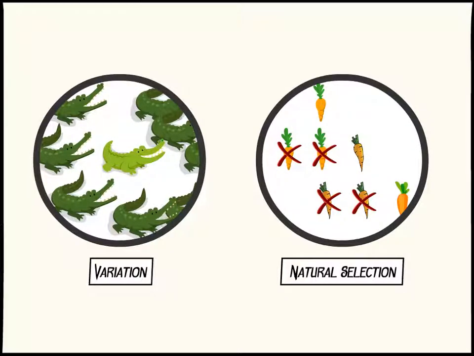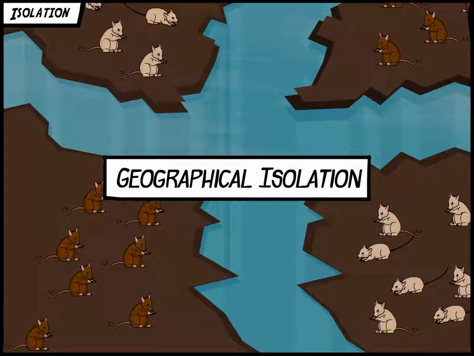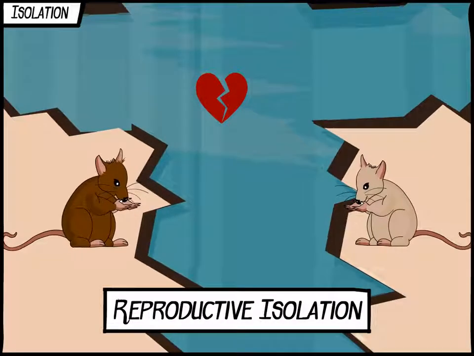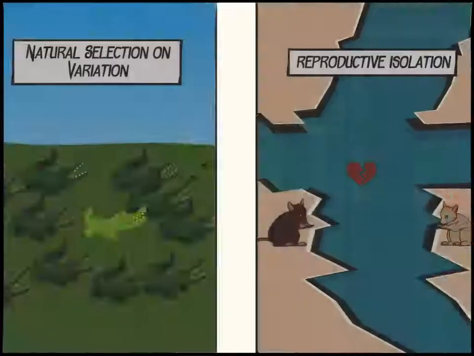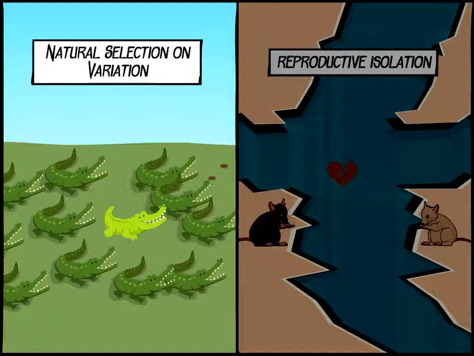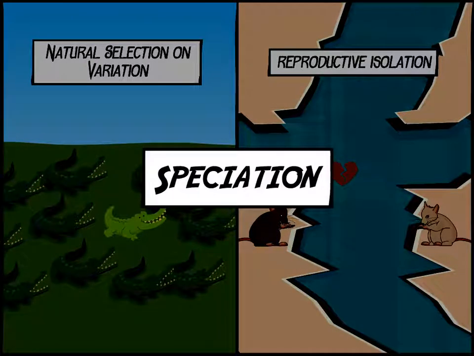Apart from variation and natural selection, isolation is another elemental force which has a role to play in the evolution of new species. While geographical isolation has a role in the formation of new species, reproductive isolation inhibits different species from breeding with each other. As a result, species remain distinct. Evolution of new species through the action of natural selection on variation and then reproductive isolation between the new and the parental species is termed speciation.